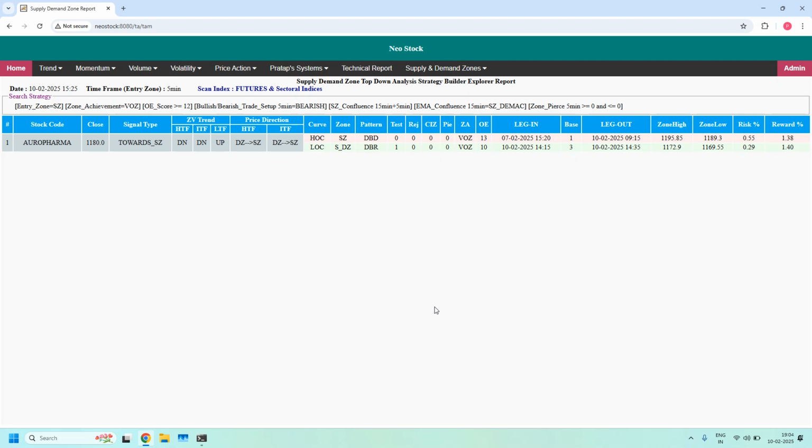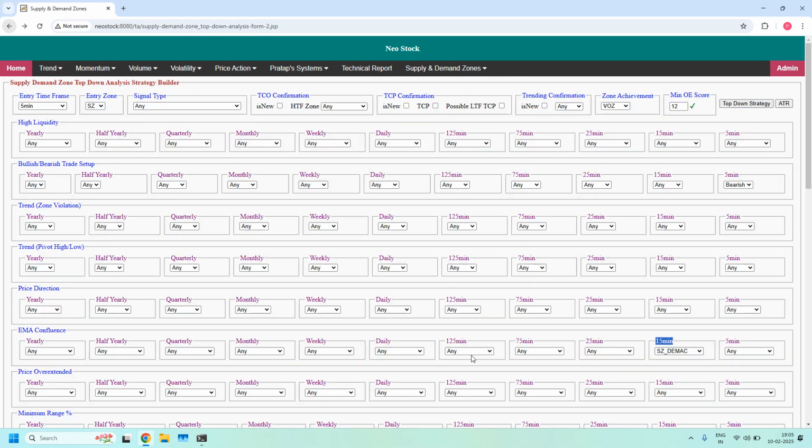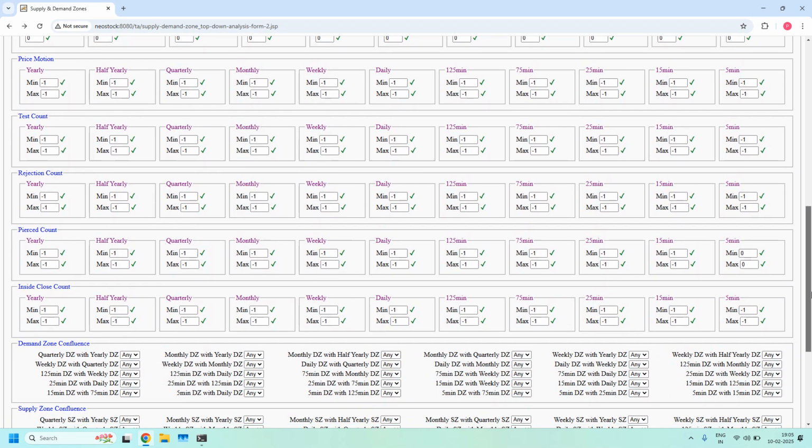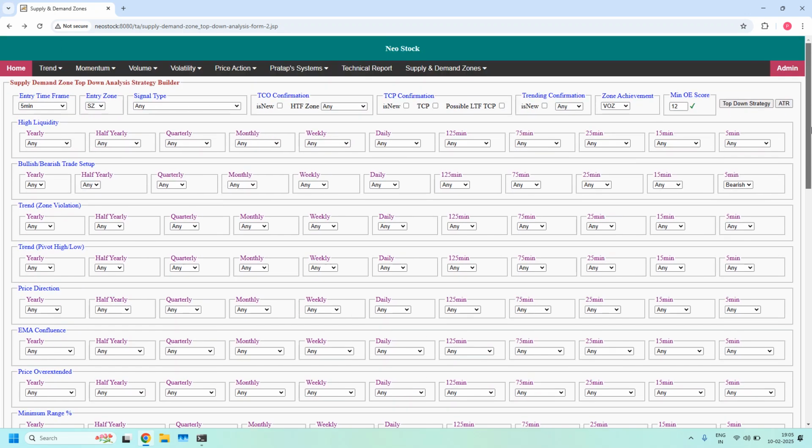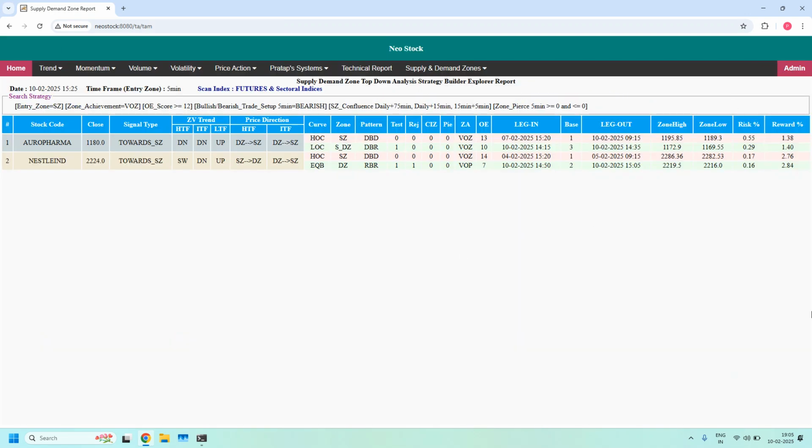So next filter is LTF, ITF and HTF supply zone confluence. So let me remove this ITF EMA confluence. We should focus on HTF now. So in the supply zone confluence, I should set 3 filters. First filter is already enabled, 15 minutes with 75 minutes supply zone confluence. Second filter, 15 minutes supply zone with daily supply zone confluence. Third filter, 75 minutes supply zone with daily supply zone confluence. With all the 3 filters, LTF, ITF, HTF supply zone confluence, we got 2 stocks.